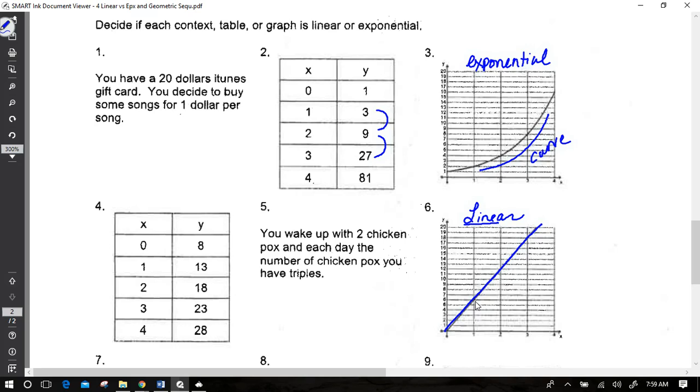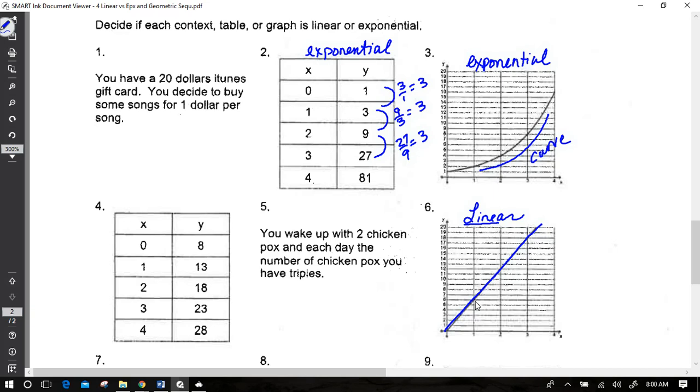So if I can't do this by subtraction, then I want to try to do it by division. So 27 divided by 9 is 3. 9 divided by 3 is 3. 3 divided by 1 is 3. So if I find a common ratio via division, then this is going to be exponential.